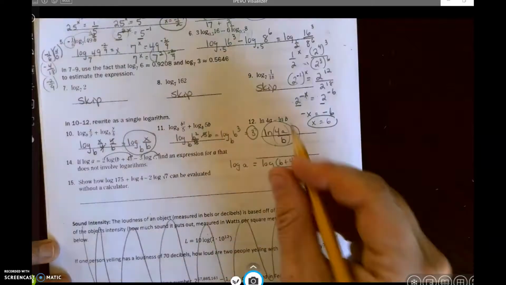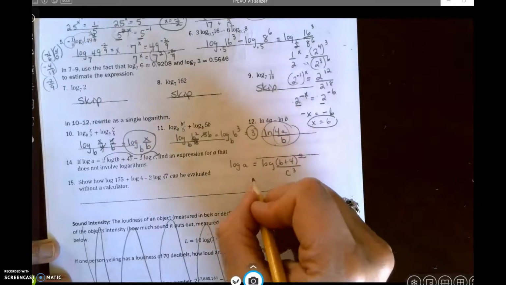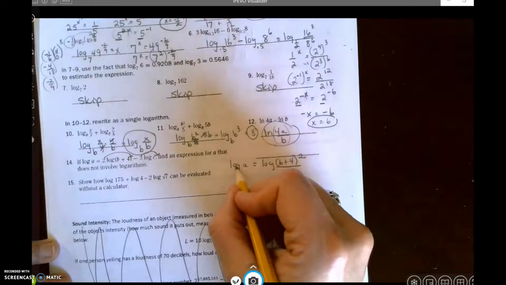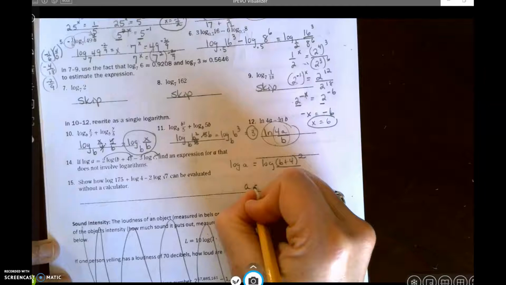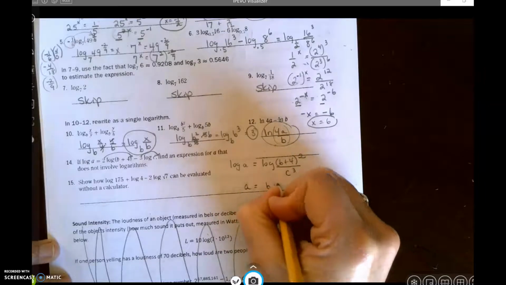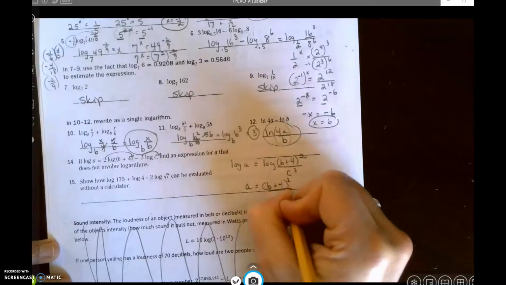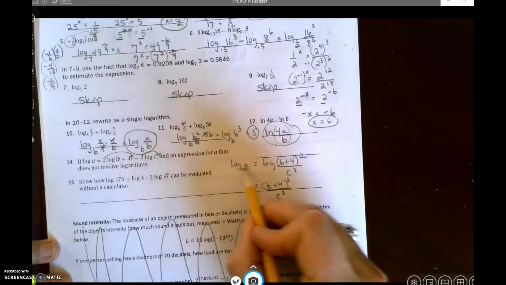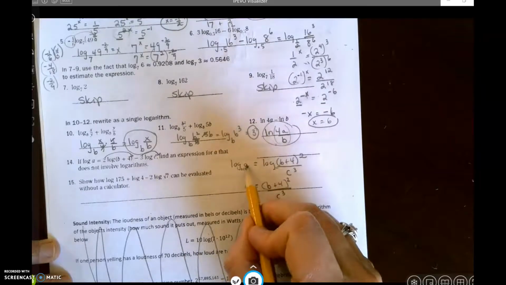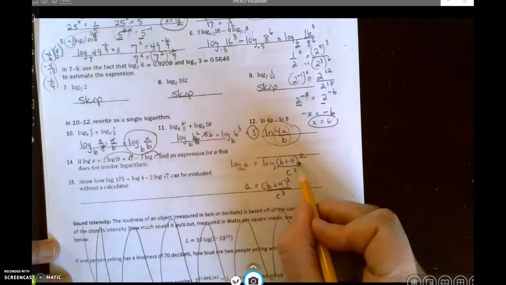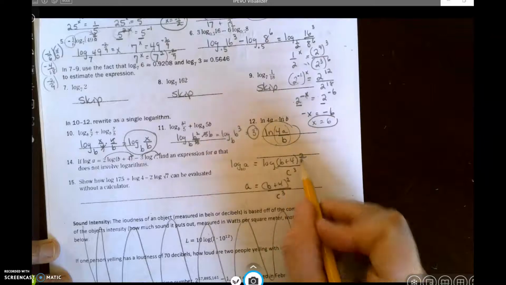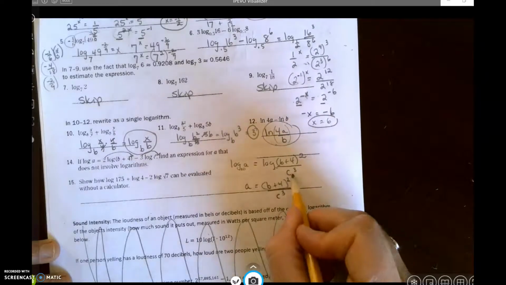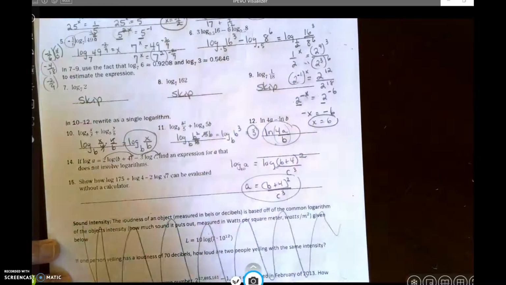Okay. And now, because they both say log, we can say that a equals b plus 4 squared divided by c cubed, because they're both log base 10. So this answer a must equal this b plus 4 squared over c cubed. So there's my answer for a that does not involve logarithms.